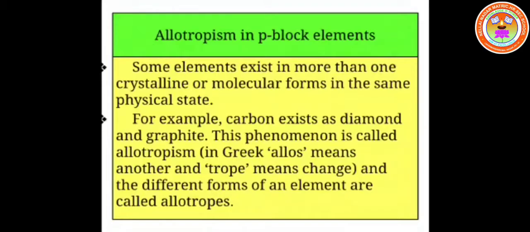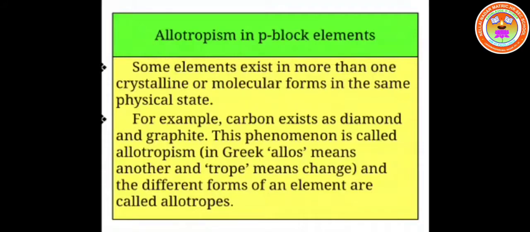In p block elements, the elements like boron, carbon, germanium, tellurium, selenium, tin, antimony, oxygen, they exhibit allotropy or allotropism. And we are going to learn those allotropes of those elements today.